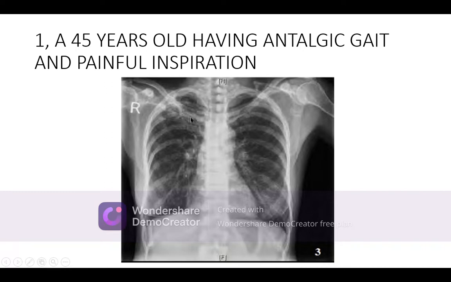All parameters of the X-ray are fulfilled, and although in this X-ray we find that he has got antalgic gait. Actually this is wrong. Age was given wrong in that scenario. Now this is about a 15 or 16-year-old lady having that antalgic gait and painful inspiration.